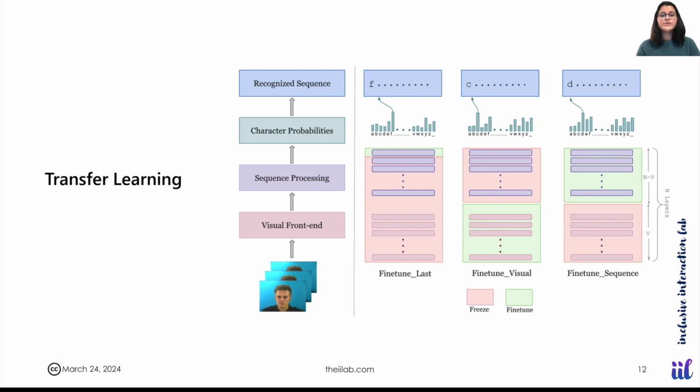We explored three transfer learning strategies. We begin by utilizing weights from the source model. First, fine-tune last. In this approach, we freeze all layers except the last one, enabling training only the last layer. Second, fine-tune visual front-end. In this strategy, we freeze the sequence processing layers while training only the visual front-end layers. Third, fine-tune sequence processing. Here, we freeze the visual front-end layers and train only the sequence processing layers.